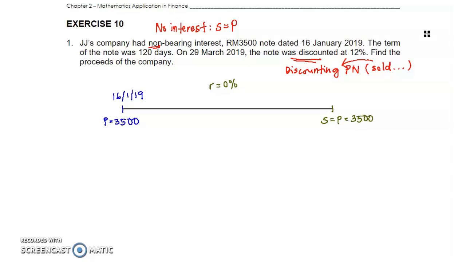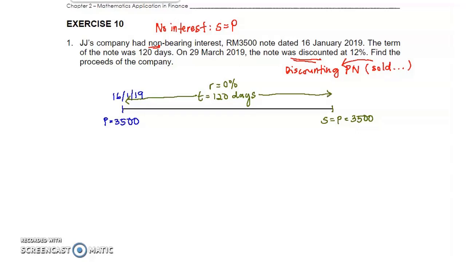What else do we have here? The term of the note was 120 days. As I said before, the term of note must be from date of note until maturity date. So here it will be 120 days, from date of note until maturity date.